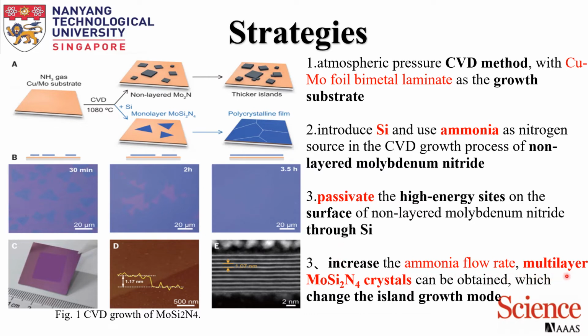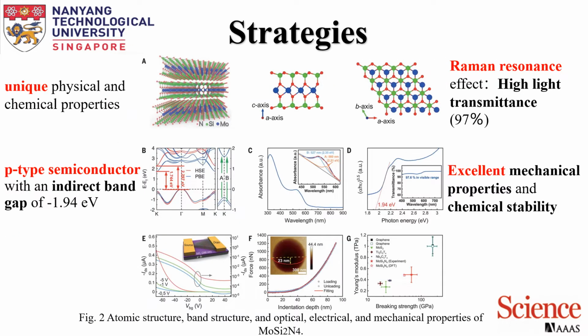The molybdenum silicon nitride monolayer is formed by 7 atomic layers stacked together, and it can be regarded as composed of 2 bond layers. The molybdenum nitride layer and the 2 adjacent silicon nitride layers form the basic structural unit of the material. The unique structure gives unique physical and chemical properties.